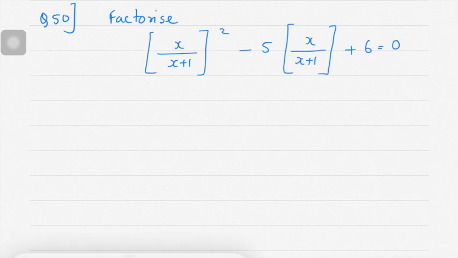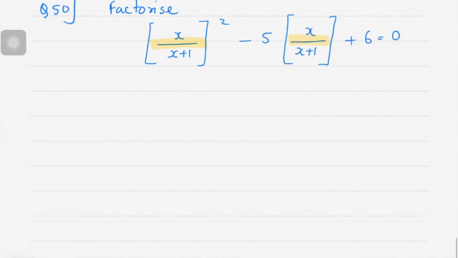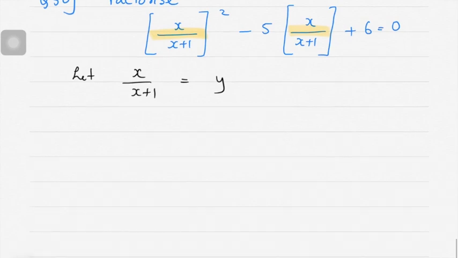Let's solve the next problem. So I have already written the question. Okay. So now again, if you see, there is a bracket, and the bracket is same. Correct? X divided by x plus 1. Right? So I'll substitute it. Okay. So let x upon x plus 1 be y.